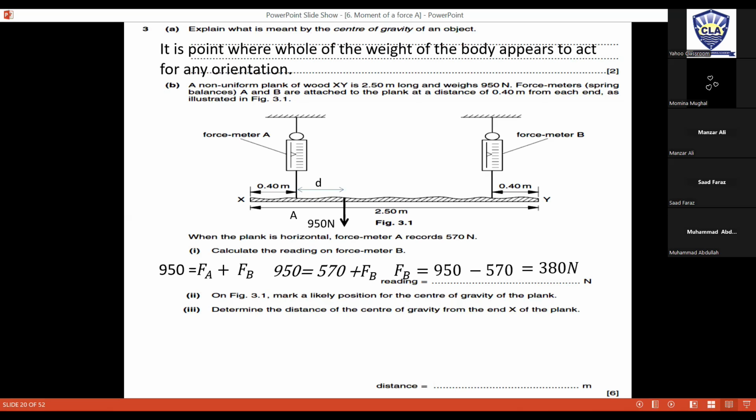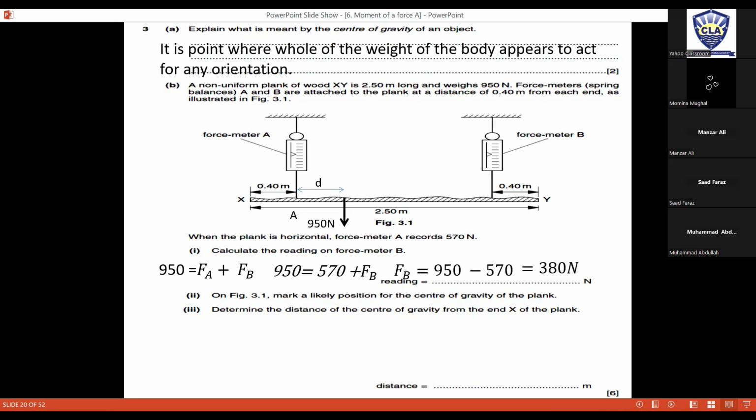They have asked us to find the distance of the weight from X. In such a case, we can take any point as pivot and simplify that to find the value of D, and that will give us the distance from A. That plus 0.4 will be your total distance from X.